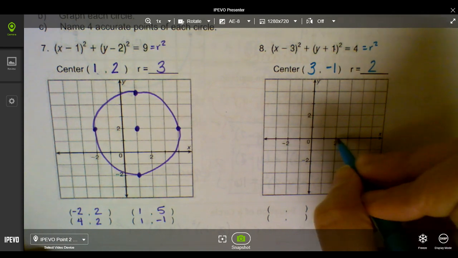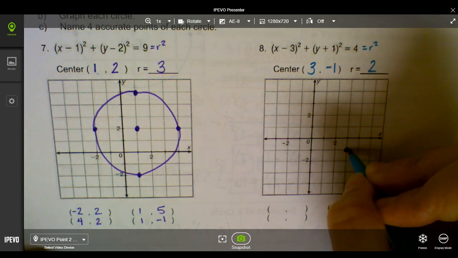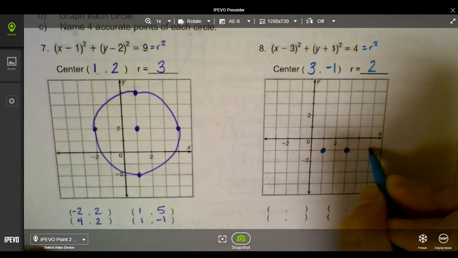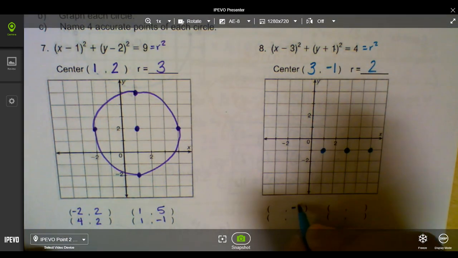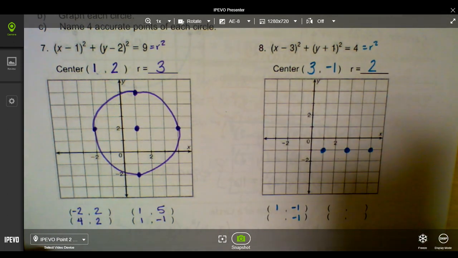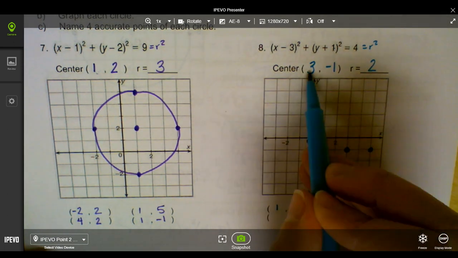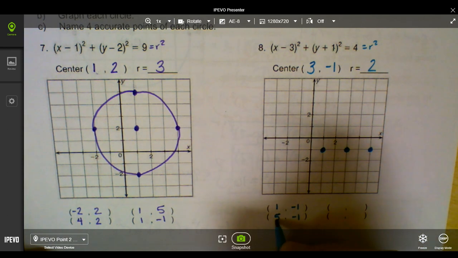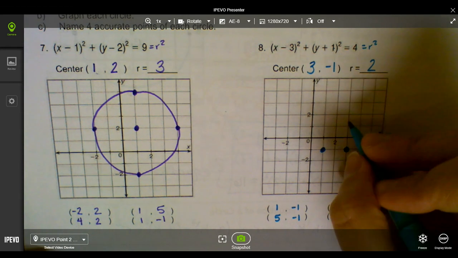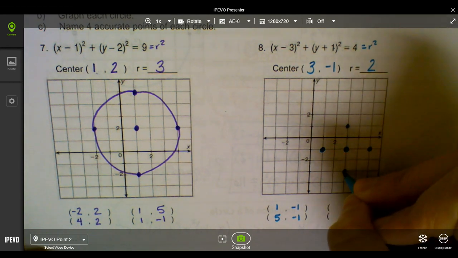So we're going to graph this. We have 3, -1 over here, 2 to the left, 2 to the right. So our y value is going to stay the same with those. I'm just going to subtract 2 over here, so that's just going to be 1. And then add 2 to the x value, that's going to be 5. You can always just count them if you don't like this method. And then you're going to have 2 up and 2 down.